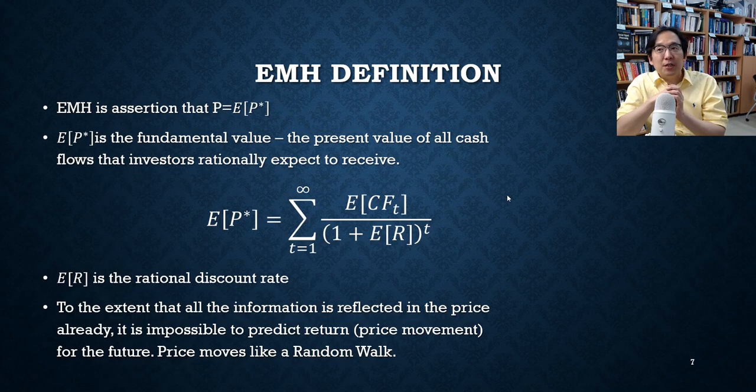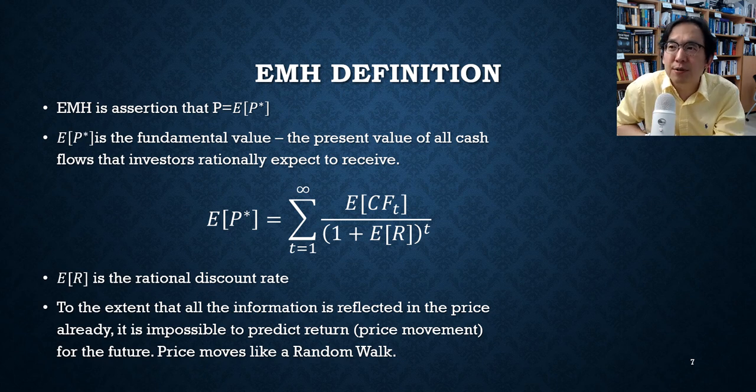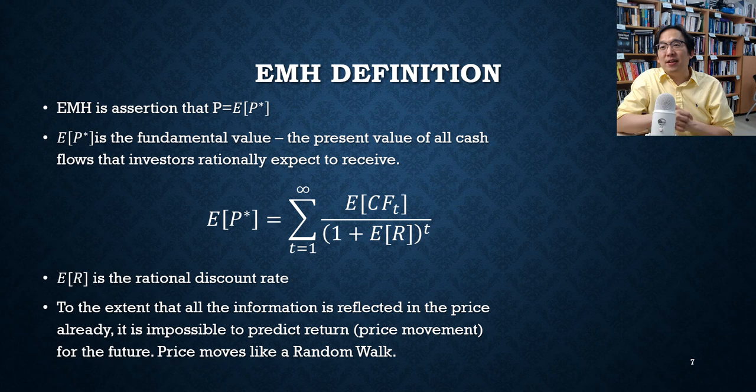Now, the EMH definition mathematically. The assertion is like this: the price that you observe should be equal to the expected value of P star, the true value. Whatever the economists want to say is true, or first best, or something that ideally has to happen, they represent it with a star on it, okay? If all the information about cash flow and risk is reflected, then it should be P star, its expected value, okay? And it is the fundamental value, the present value of all cash flows that investors rationally expect to receive. Now, this is a DCF method, okay?